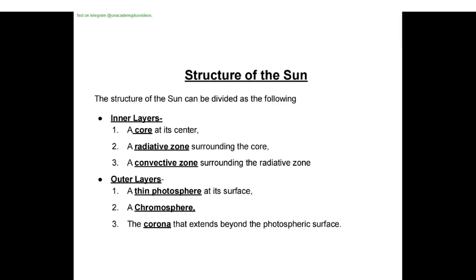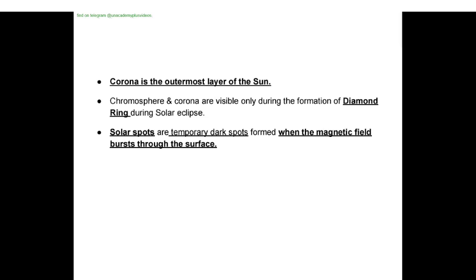Structure of the Sun. The structure of the Sun can be divided as follows: inner layers, a core at its center, a radiative zone surrounding the core, and a convective zone surrounding the radiative zone. Outer layers: a thin photosphere at its surface, a chromosphere, and the corona that extends beyond the photospheric surface. Corona is the outermost layer of the Sun. Chromosphere and corona are visible only during the formation of the diamond ring during the solar eclipse. Solar spots are temporary dark spots formed when the magnetic field bursts through the surface.